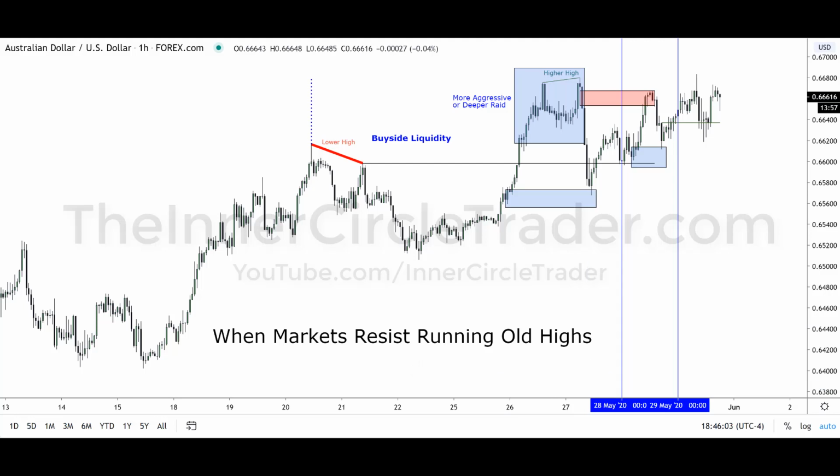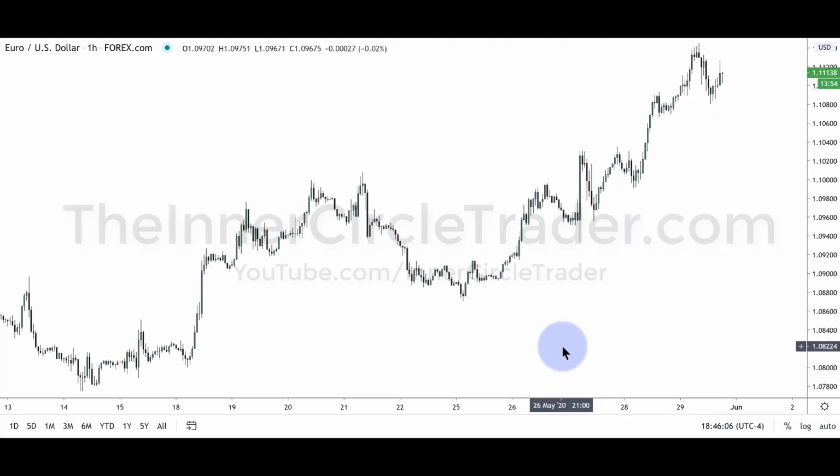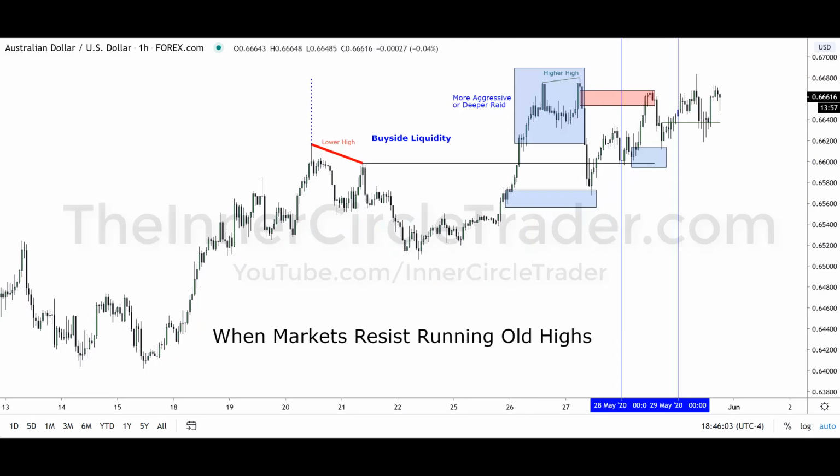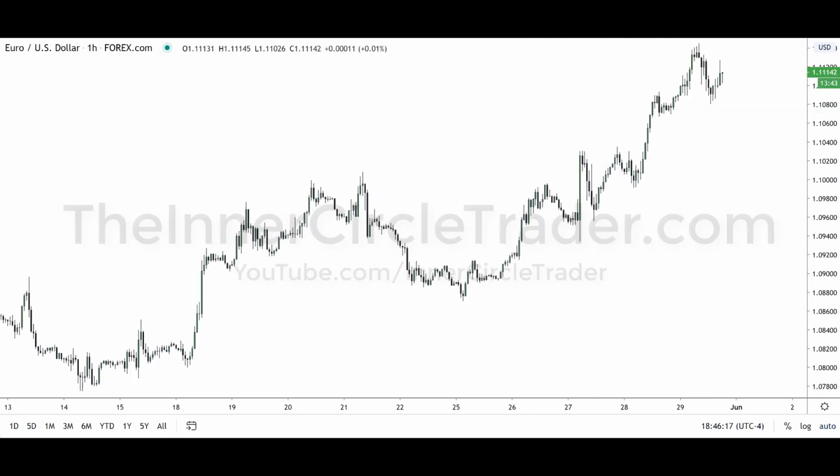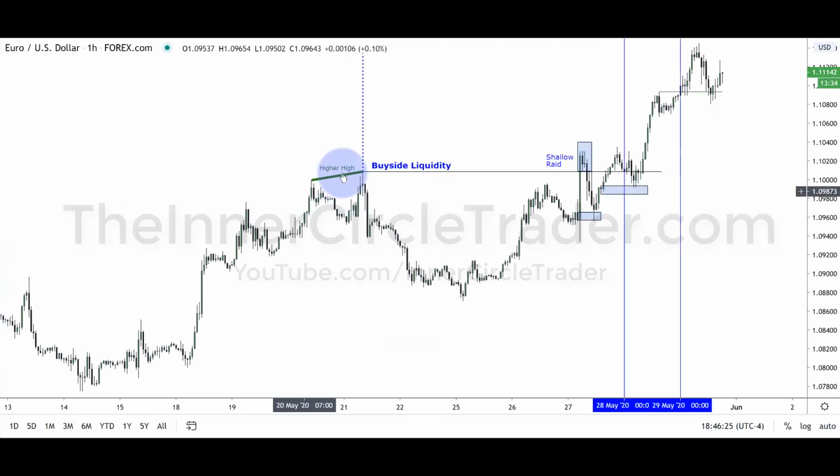Now in relationship to that, you see these highs and the price action over here. What in this price action is different to that? Well, let's go to the euro dollar and look at it. Here is the higher high, but do we have a fair value gap in here?